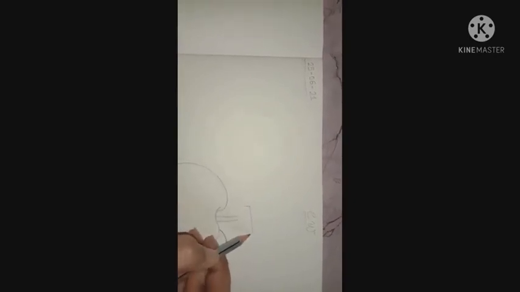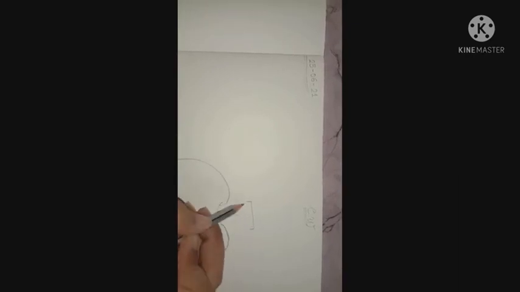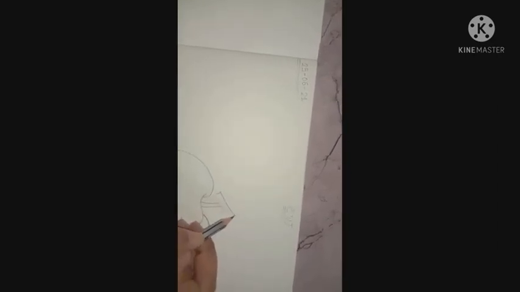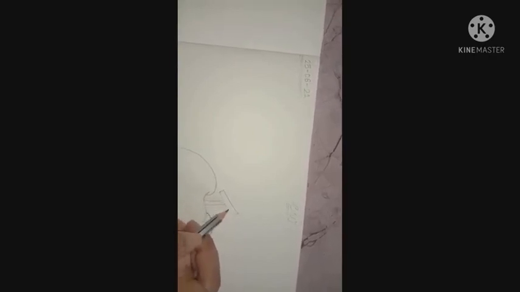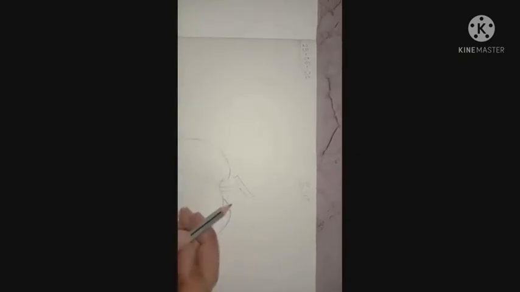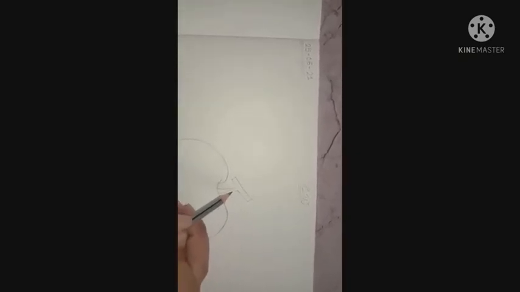now make two small standing lines like this, and do one thing, students. First make two standing lines like this. Now we will make a little slanting line here, a little sleeping line like this, then join the ends of these lines like this.